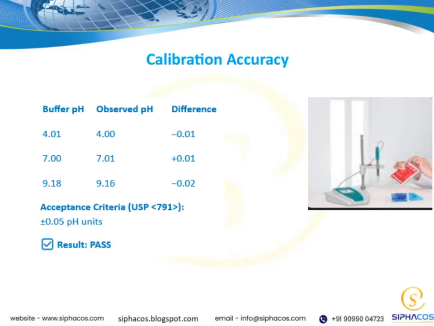Let's now turn our attention to calibration accuracy. This is a critical aspect because it directly affects the reliability of our measurements. When we talk about calibration accuracy, we're referring to how closely our measurement system aligns with a known standard or true value. Essentially, it's about ensuring our instruments are giving us correct and consistent readings.